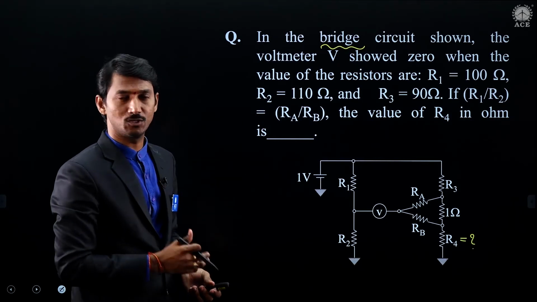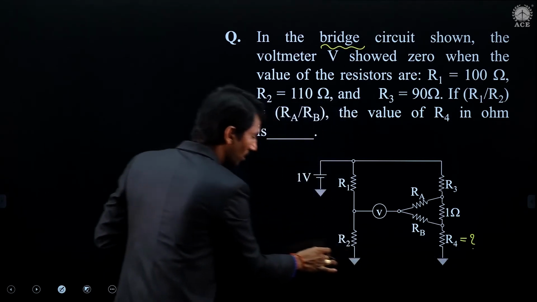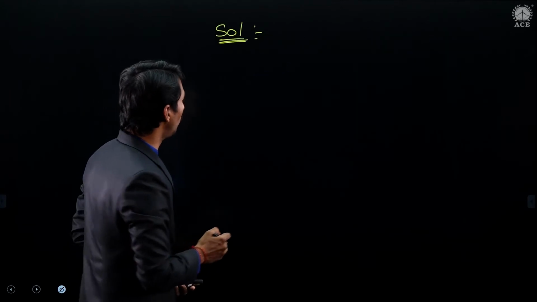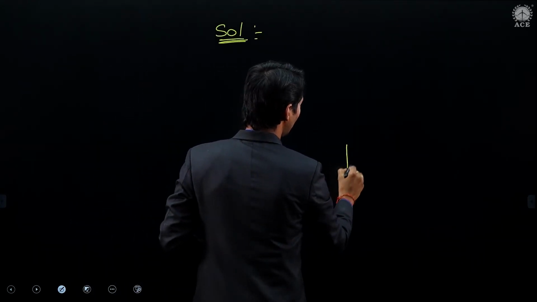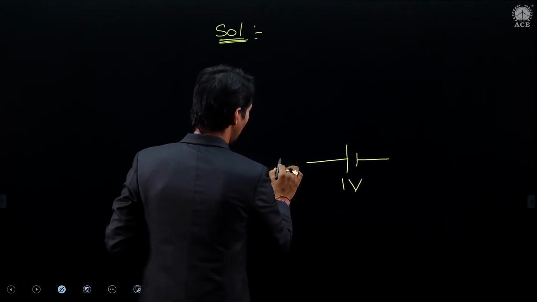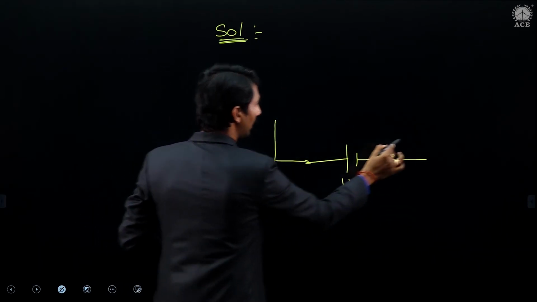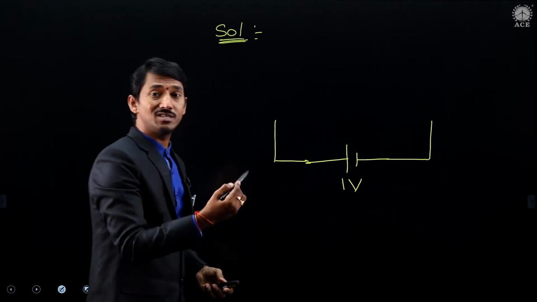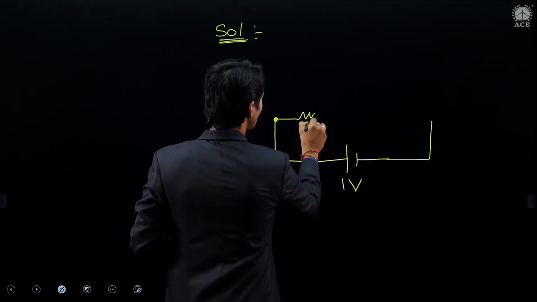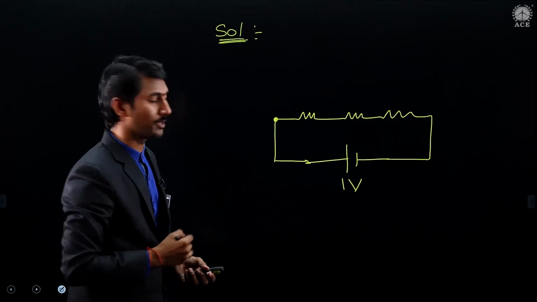Sir, how can we understand this? Very simple. I am taking ground point, ground point, ground point. All ground points can be connected in the normal circuit. 1 volt is there. I am taking that 1 volt. This is 1 volt supply. This is given to which branches? Concentrate here. This is one branch, one more branch, and one more branch. This is the Kelvin's double bridge circuit.